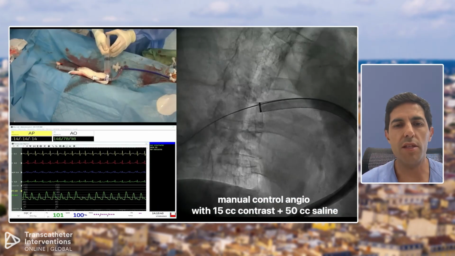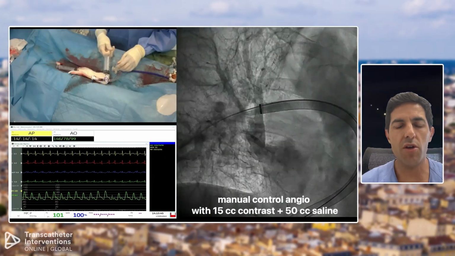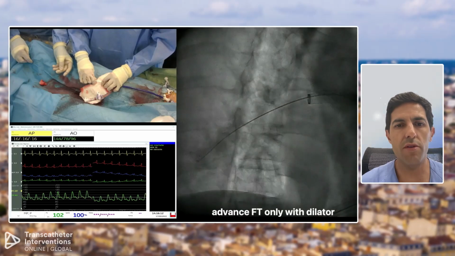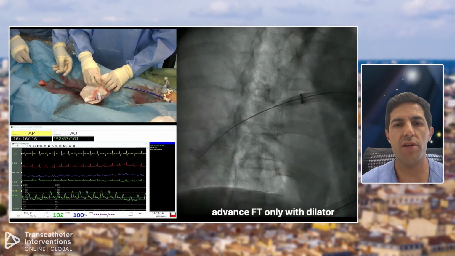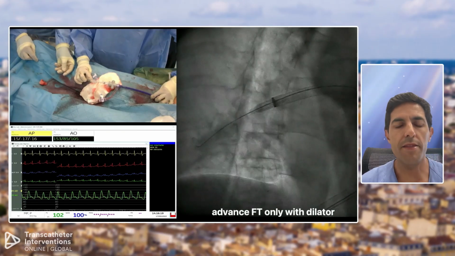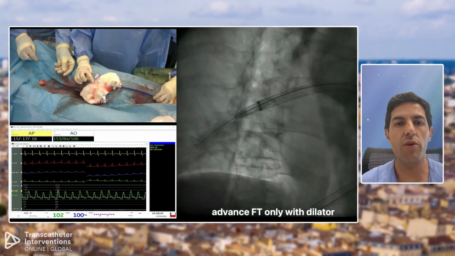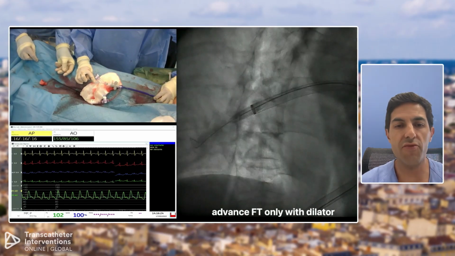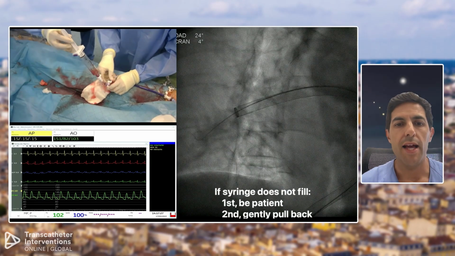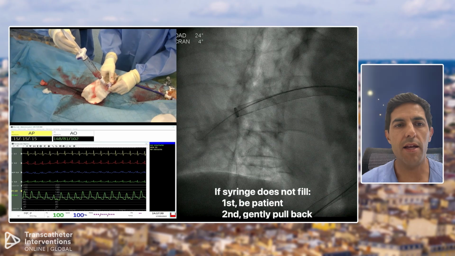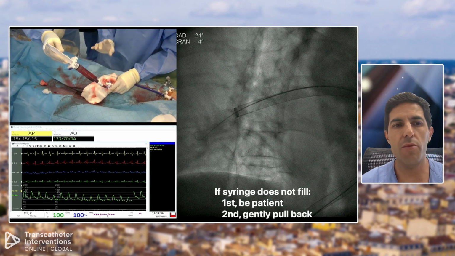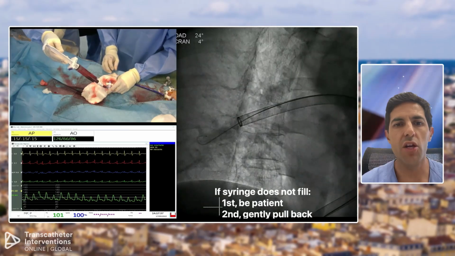Then usually when the thrombus stops coming, you will do an angiogram. And to do the angiogram, you load the catheter with 15 cc's of contrast, and then you push with another bolus of saline. In this case, there was remaining thrombi, so we put the dilator in again to advance to the most distal lower lobe, okay? And then we start aspirating again.